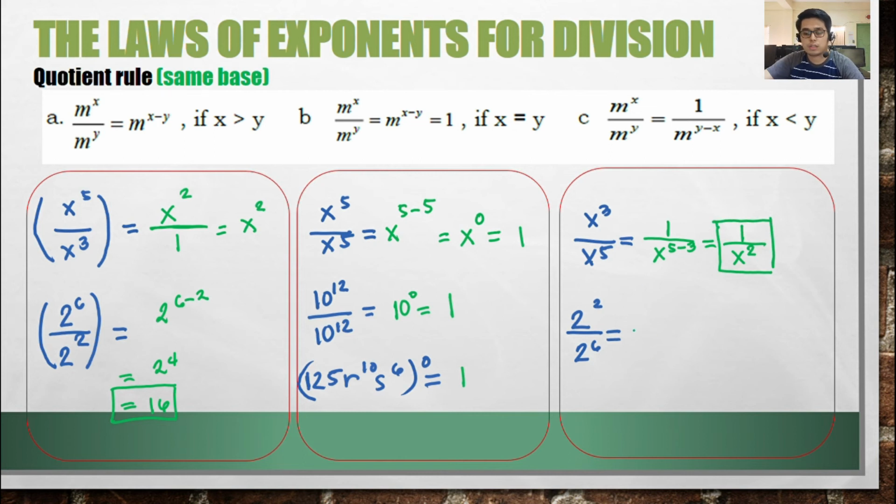Okay? Next, 2 square over 2 to the 6th power. So, saan yung mas malaking exponent? Taas or baba? So, nasa baba. So, doon tayo maglalagay ng sagot. Sa baba, 2 raised to 6 minus 2. May naiwan sa taas? Wala. So, 1 ang automatic ilalagay natin. 1 over 2 to the 4th power. Okay? Simplify further, 1 over 16. Yan yung ating pinaka-final answer. Okay? Ganun lang kasimple yung ating quotient rule with the same base. Okay?